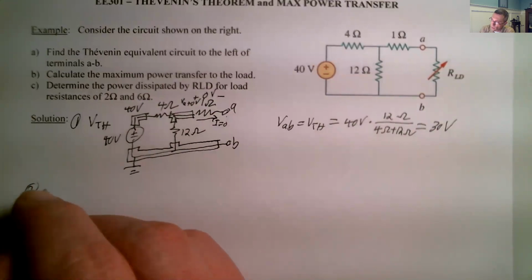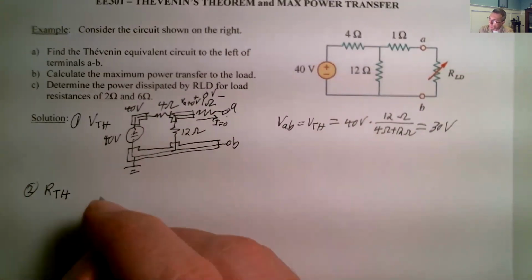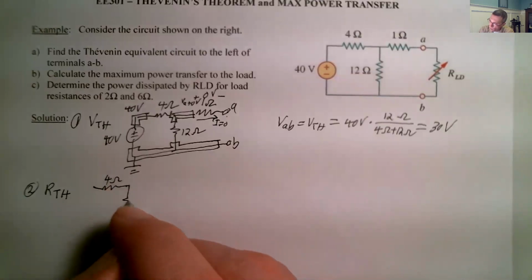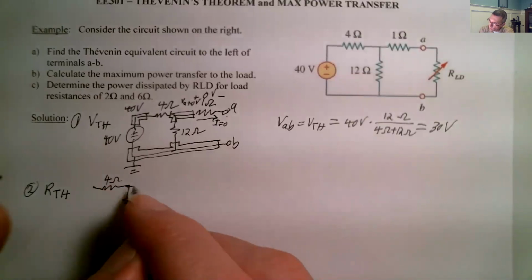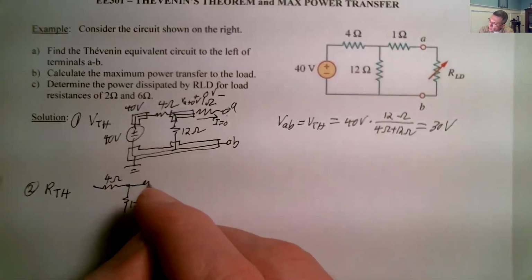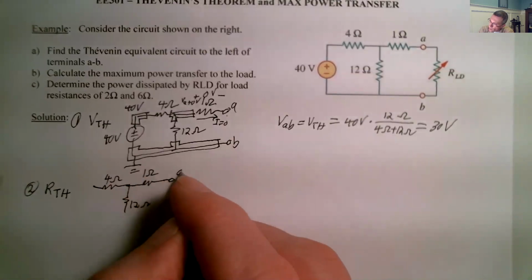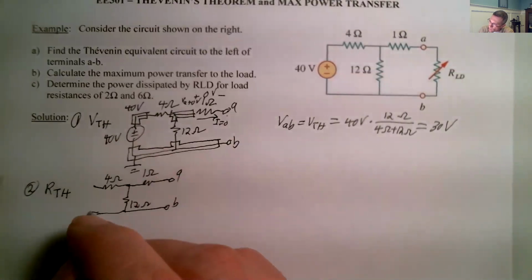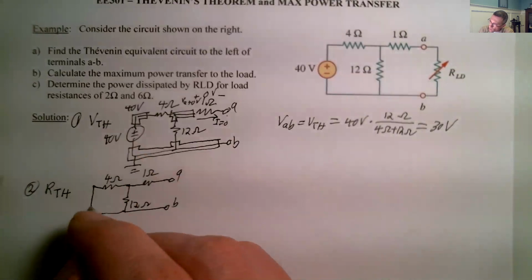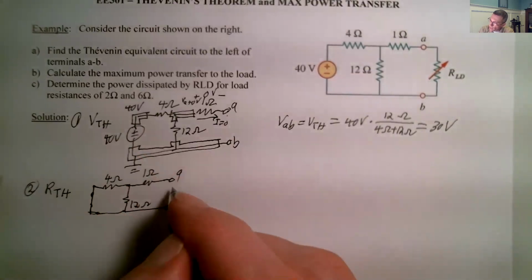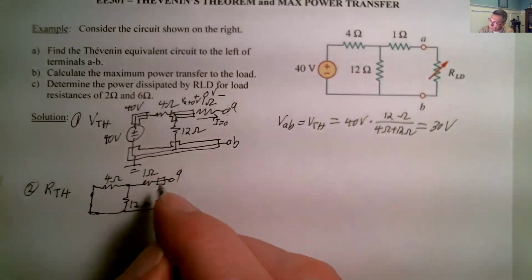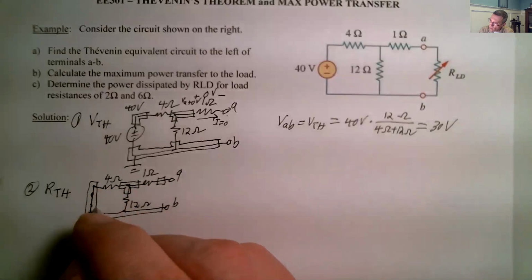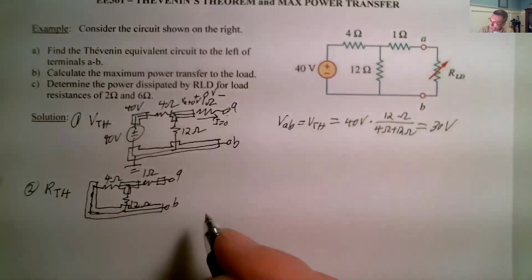Step 2, RTH. Now we redraw the circuit again. This time we've got 4 ohms, 12 ohms, and 1 ohm, with A and B. Now, what do we do with our source? Our source was a voltage source, and a voltage source we short. Now that we've done that, that's a node, that's a node, and that's a node.